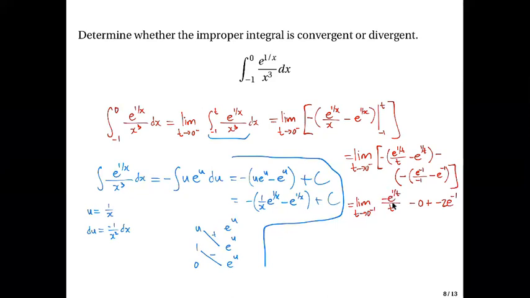So for this guy, we use L'Hopital's rule. So L'Hopital's rule, we have the limit as t approaches 0 from the left.